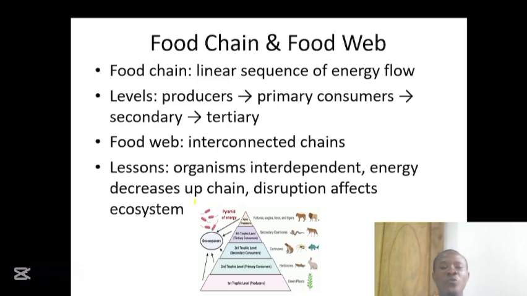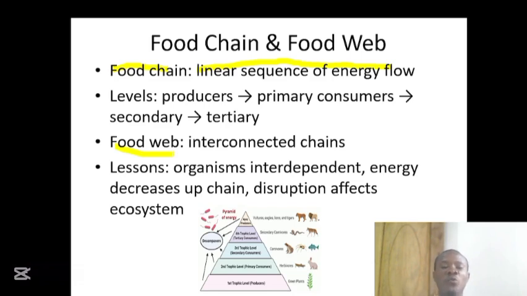Now let's talk about food chain and food web. Many questions have been drawn from this area. What actually is a food chain? A food chain is a linear sequence of energy flow as one organism eats another. In a food chain, one organism just eats one organism, not different organisms. And that one organism is being eaten by only one organism, not different organisms again.